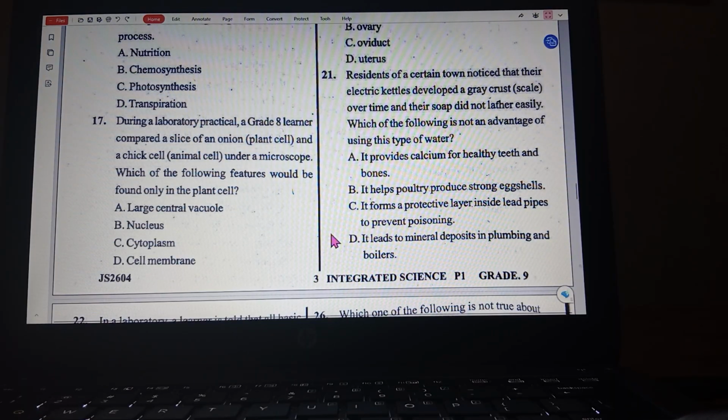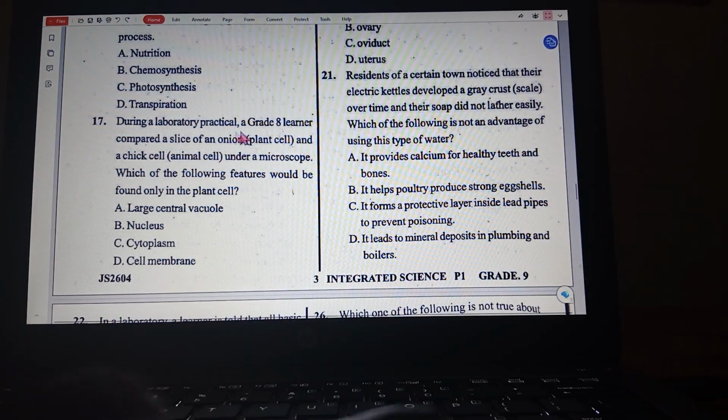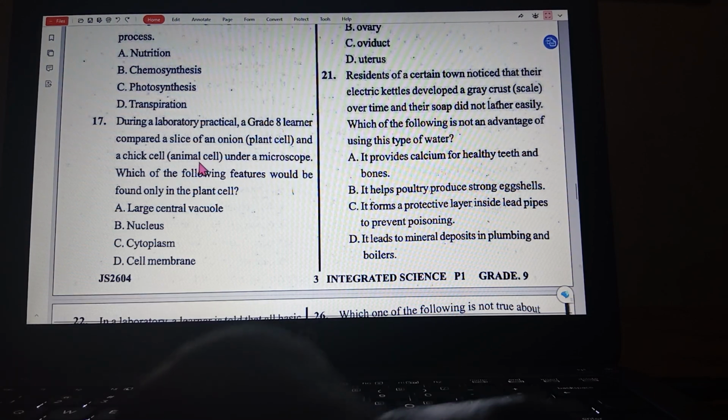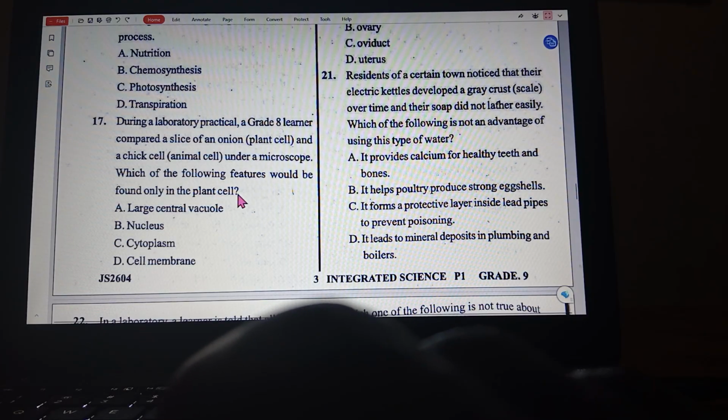and 21. During a laboratory practical, a grade 8 learner compared a slice of an onion, a plant cell, and a chicken cell, an animal cell, under a microscope. So we have a plant cell, onion, and a chicken cell, animal cell, under a microscope. Which of the following features would be found only in the plant cell?